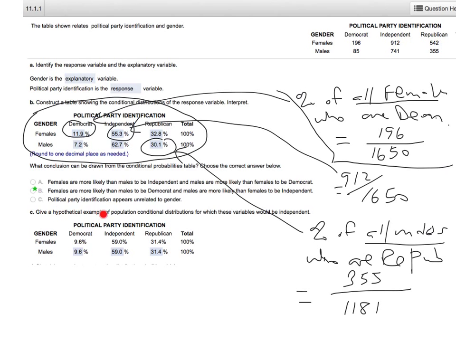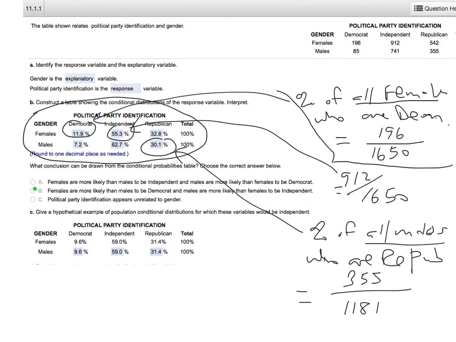Now they're asking about the hypothetical example. When we do our chi-squared test, this is going to turn into the null hypothesis, the hypothetical example of what this table should look like if the variables are independent. Well, if political party and gender have nothing to do with each other, then we would not expect to see any difference at all when we look at percentages among females and percentages among males. They're giving us this first row, and so all we have to know is that the second row should match the first row. These two rows should match. The percentages ought to be identical if gender and political party identification are independent.